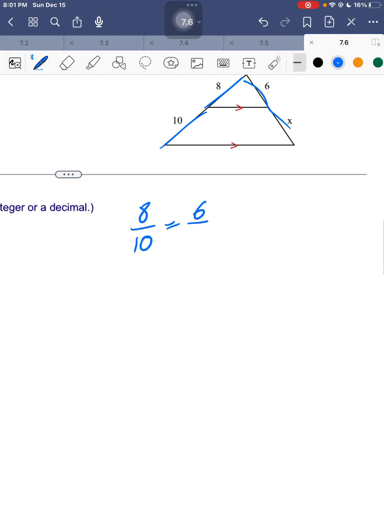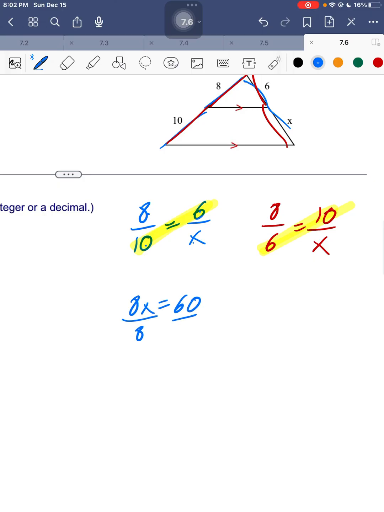So let's set up the proportion. 8 to 10 is equal to 6 to x. You could have also done it as 8 to 6 is equal to 10 to x. Now, what's the only difference? That this 10 and this 6 were switched. And what are this 10 and 6, and 6 to 10? The means.